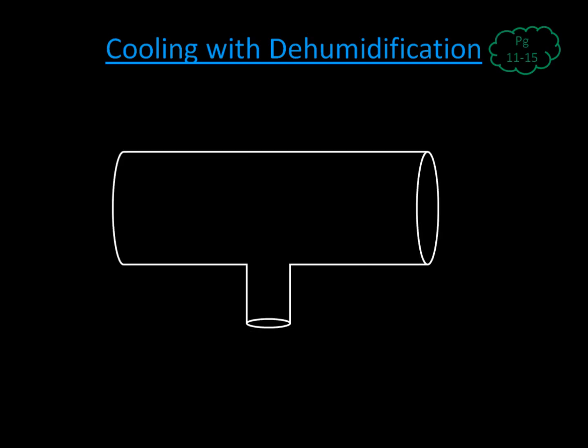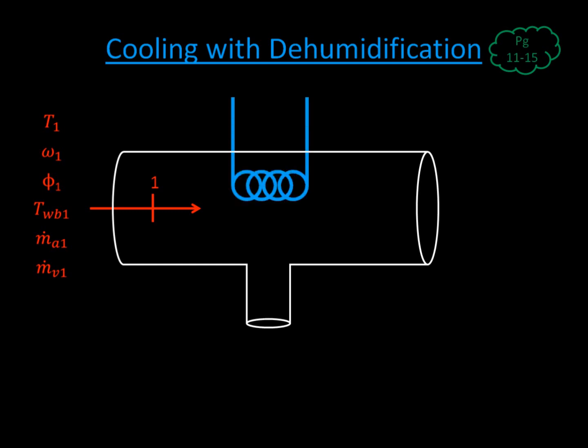I'm going to draw a very similar conduit, but now you see I have one point of entry and two exit points. So I have this drain here at the bottom. And this is how this is normally indicated on a sketch of a cooling with dehumidification process. Now again, I have atmospheric air entering its state 1 with its associated properties and mass flow rates. And I have these evaporator coils again, some cooling coils from, let's say, a vapor compression refrigeration cycle.